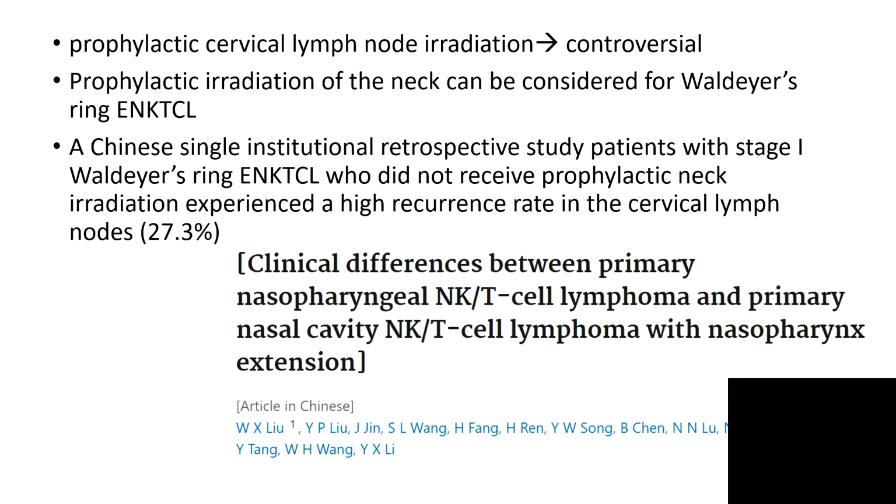So prophylactic cervical lymph node irradiation in non-nasal upper aerodigestive NKT cell is quite controversial. But prophylactic irradiation of the neck needs to be considered if the tumor is actually invading into the Waldeyer ring, as we have seen before. So this is a single institutional Chinese retrospective study in stage 1 Waldeyer ring ENKT cell lymphoma who did not receive prophylactic neck node radiation. It shows a high cervical node recurrence rate of up to about 27.3%.